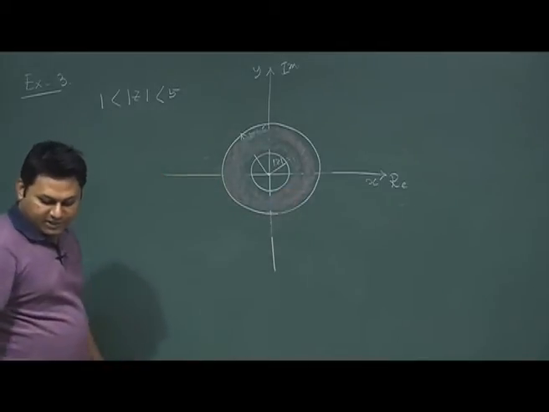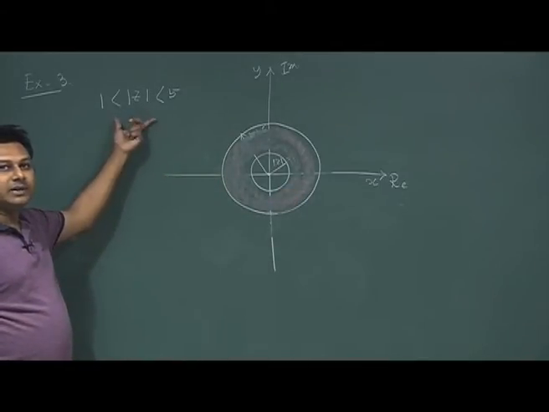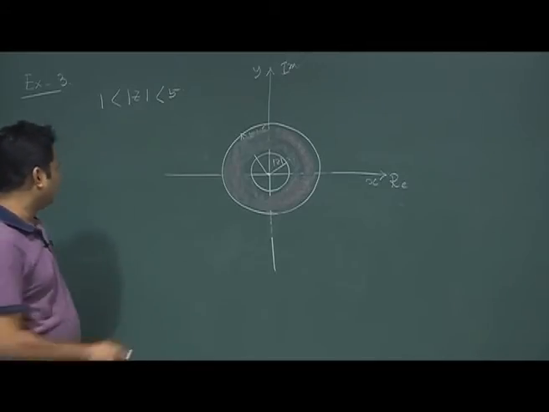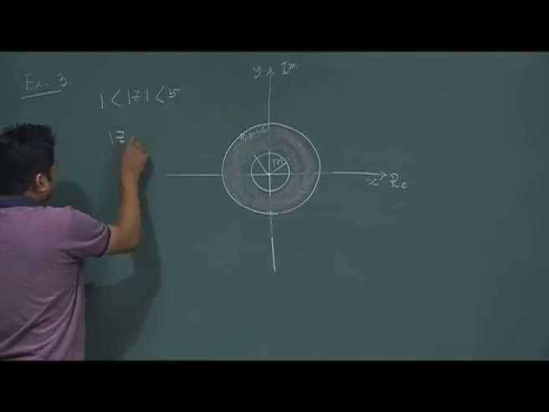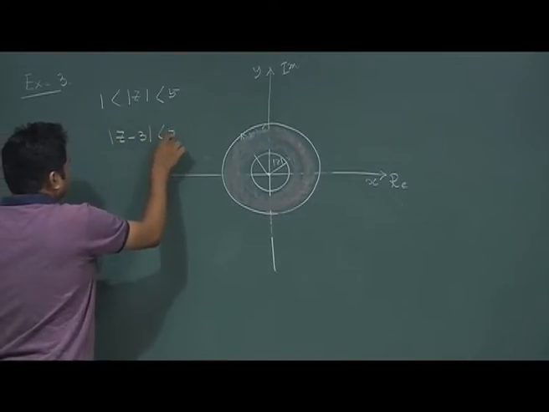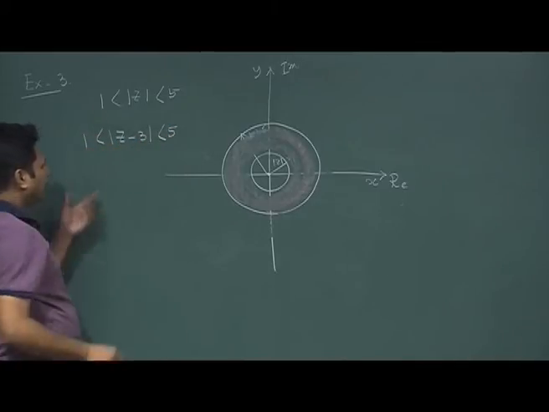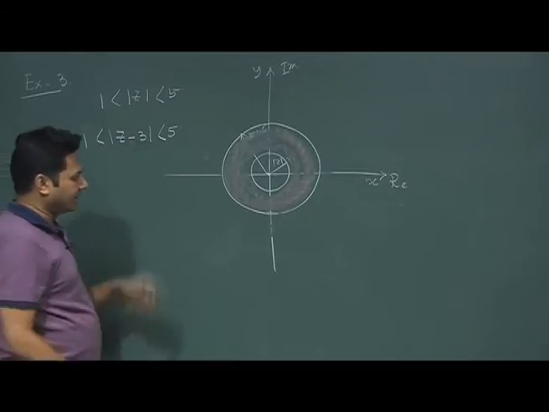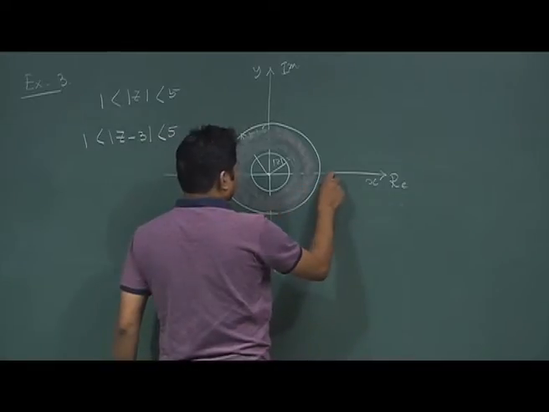So this is my annular region, which is defined by this expression. Fine. One more example you can take. I mean, just change the coordinates. So |z − 3| less than 5 and greater than 1. The same thing. What you need to do is find out what is the point 3. Here the point 3 is here somewhere.